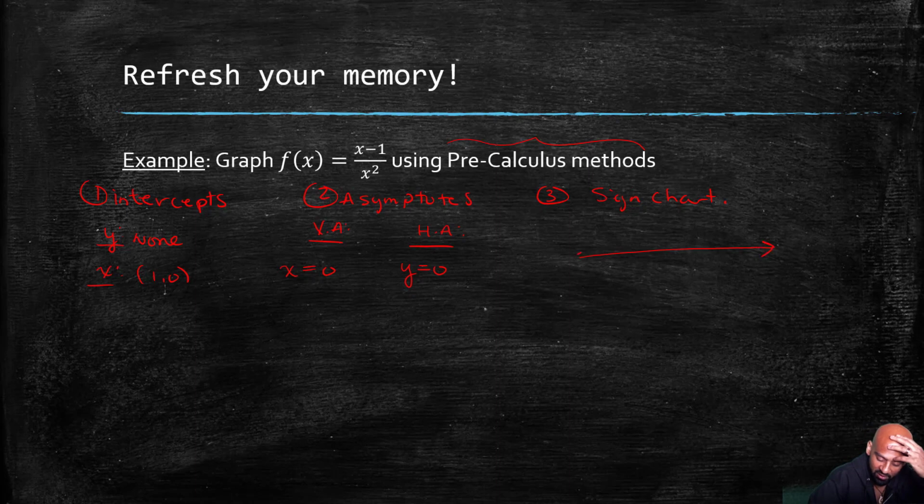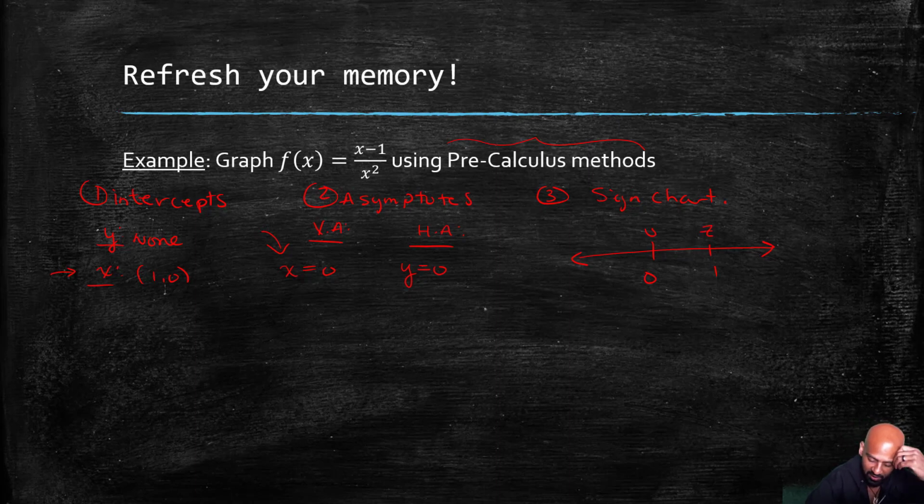And then finally, you would make a sign chart of this. And what would go on the sign chart would be the zeros and the undefineds. And the zeros were the items that were from the x-intercepts, because that's what zeros are when they cross the x-axis. The undefineds are the vertical asymptotes. So the two numbers that are going on here is 0, which is an undefined, and a 1, which is the x-intercept. Okay, simple enough.